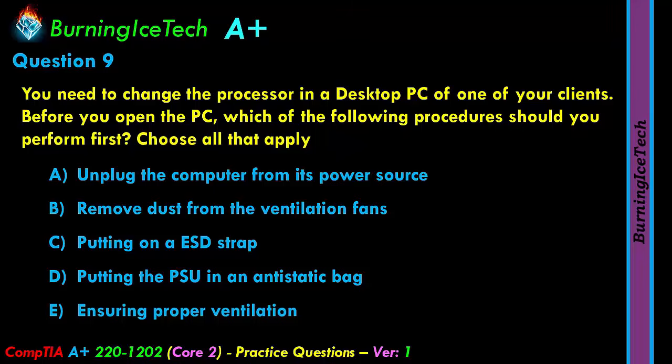Now, you can ground yourself manually if you want to, but according to A+, we need to use a rubber mat, which is not an answer here, or we need to use an electrostatic discharge strap, which is probably going to be around your wrist or around your ankle. So that is definitely something you need to do before you change the CPU. So far, A and C both look plausible.